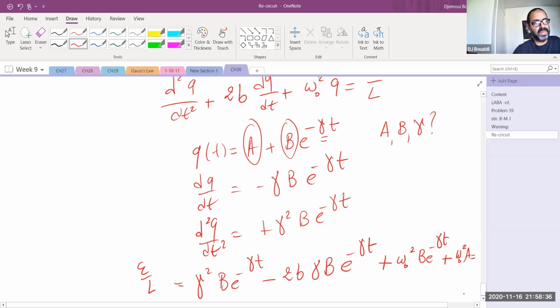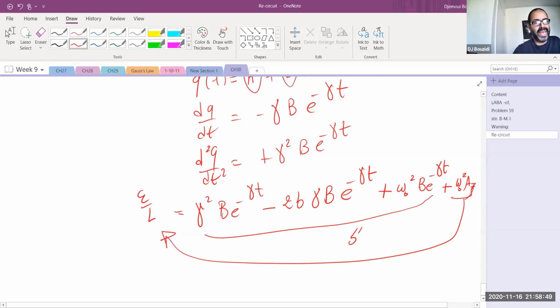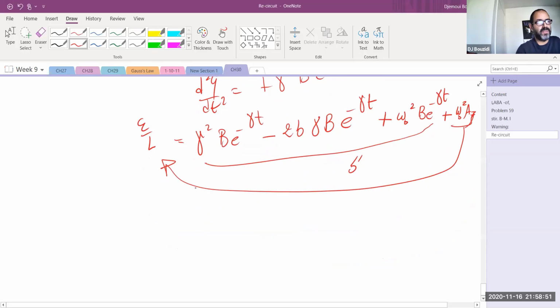Okay. So I subbed everything in here. I have some time dependency in here with the exponential. I'm going to make it equal to 0. And I'm going to equate this constant term with the other constant term. So A is already found in here. From this expression, we know A is equal to the EMF over L times omega naught squared. Remember, omega naught squared is 1 over LC.